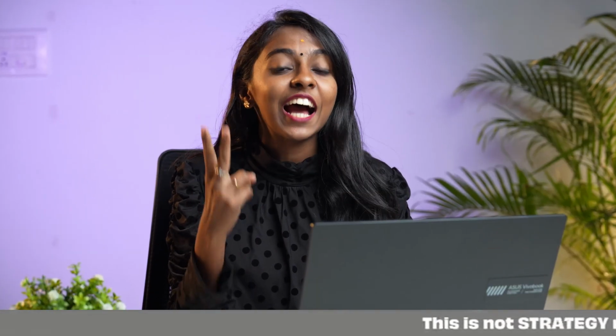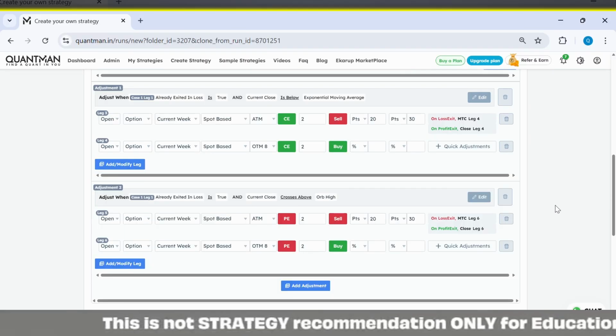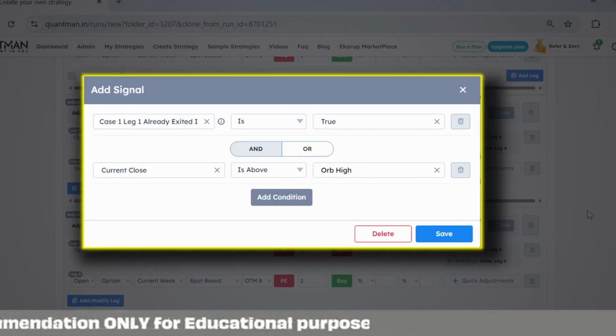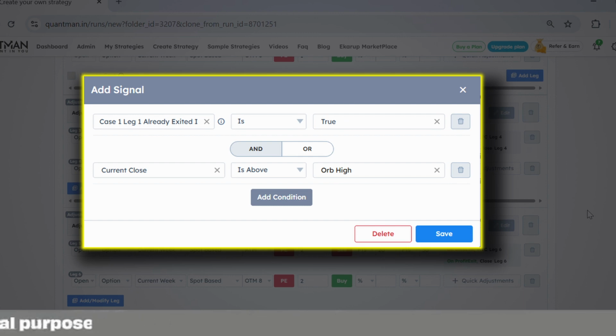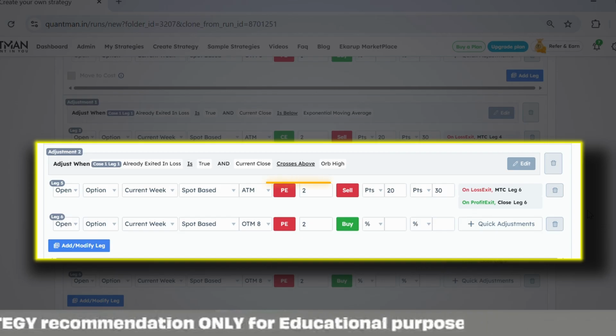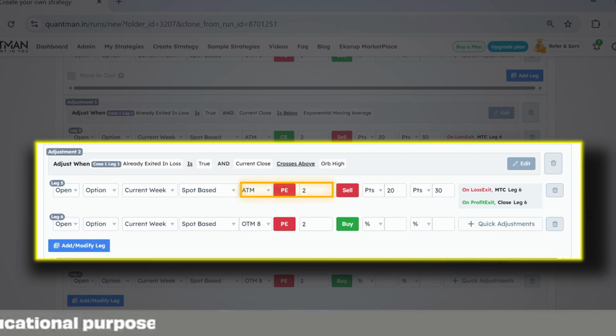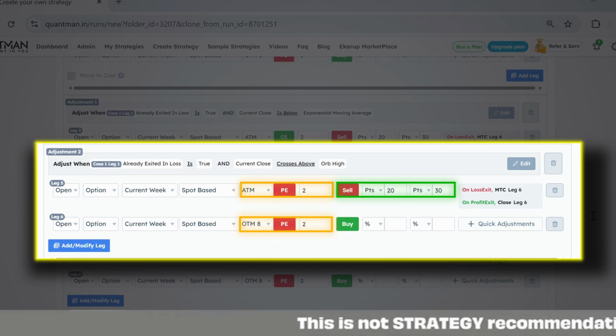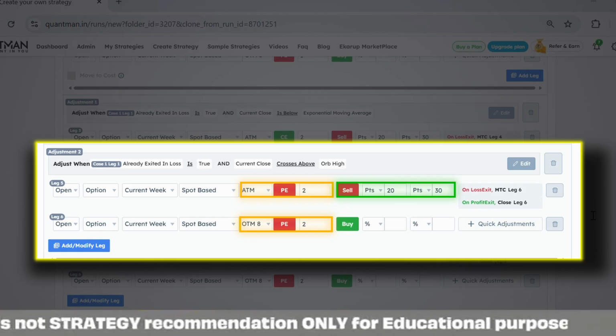So what if the market is giving further movements? For that also we can add adjustment 2. In adjustment 2, we are going to adjust when my leg 1 already exited in loss is true, and also if my current close crosses above ORB high. Now we are assuming that there is an uptrend movement. So at this time we are going to sell a put option of 2 quantity at ATM. And for that we are going to hedge our positions by buying the put option of 2 lots at OTM 8. Same, my stop loss will be 20 points and my take profit will be 30 points.